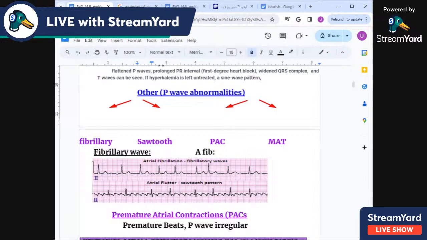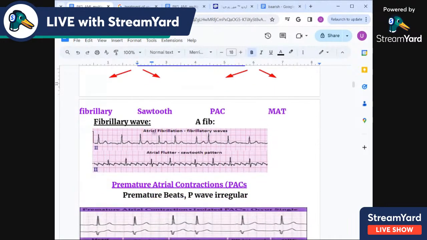Then the other P wave abnormalities are the fibrillary wave, sawtooth, premature atrial contraction, and multifocal atrial tachycardia. P wave fibrillary or absent occurs in atrial fibrillation, and it's the fastest heart rate that occurs, and it's the most common cause of irregular rhythm. And this fibrillary rate is 350.